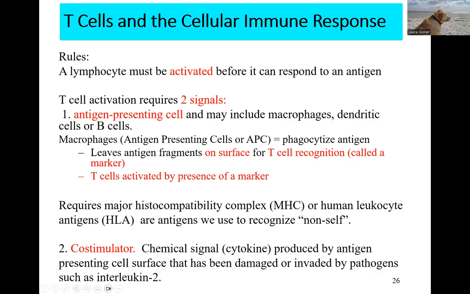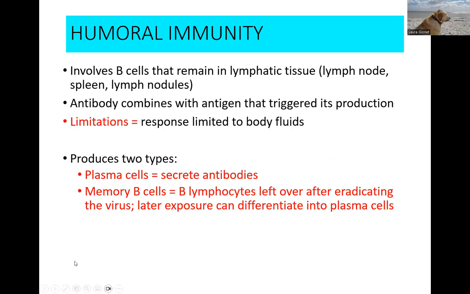We need two signals: a chemical signal called a cytokine, produced by an antigen-presenting cell surface that has been damaged or invaded by pathogens, such as interleukin-2. So another type of chemical is called interleukin-2. And between the antigen-presenting cell and this other co-stimulator chemical called interleukin-2, now we know, okay, we for sure want to start the process of making specific T lymphocytes and B lymphocytes directed at that particular antigen.